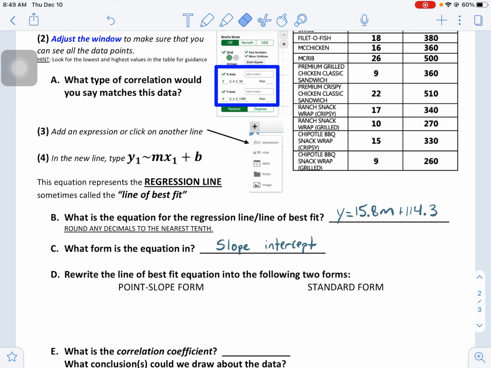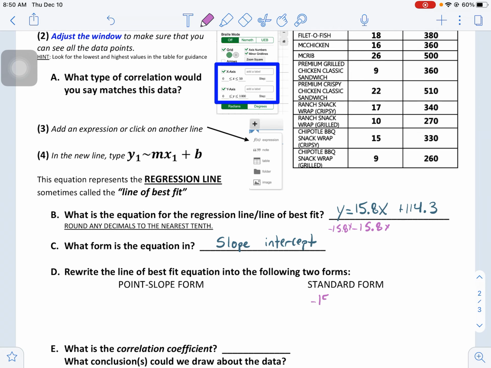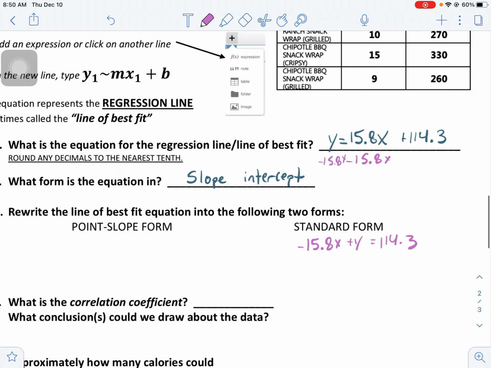Sorry, I'm realizing that in this line of best fit I wrote 15.8 m. It should be 15.8 x. I don't know what I was thinking. I was thinking slope. So if we want to write this into standard form, that's probably the easiest one, right? We need to subtract 15.8 x from both sides. So that's going to be negative 15.8 x plus y is equal to 114.3.